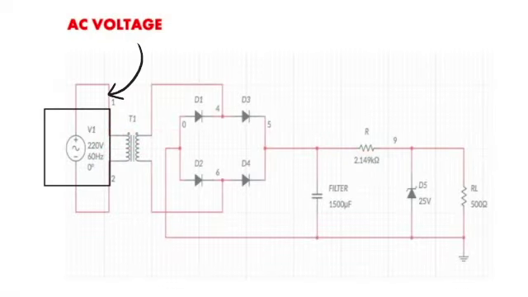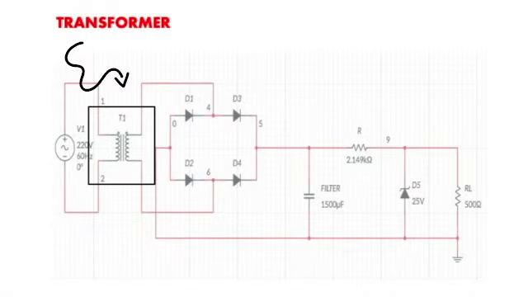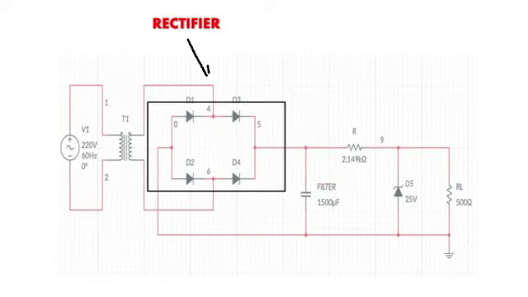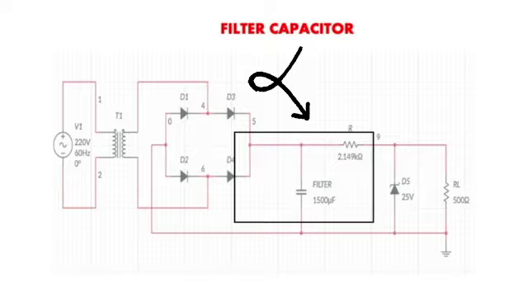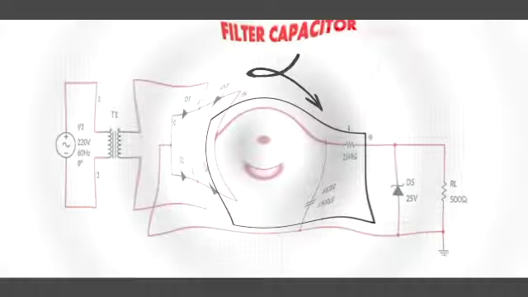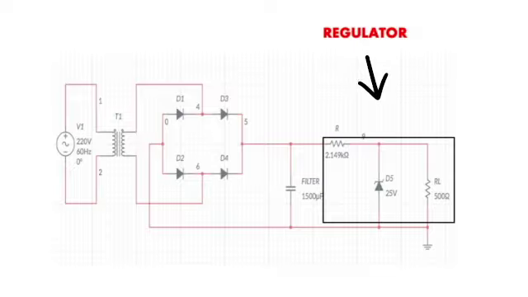Here's our sample circuit of the basic power supply. Our simple power supply consists of an AC voltage, a transformer, a rectifier, a filter capacitor, and a regulator.